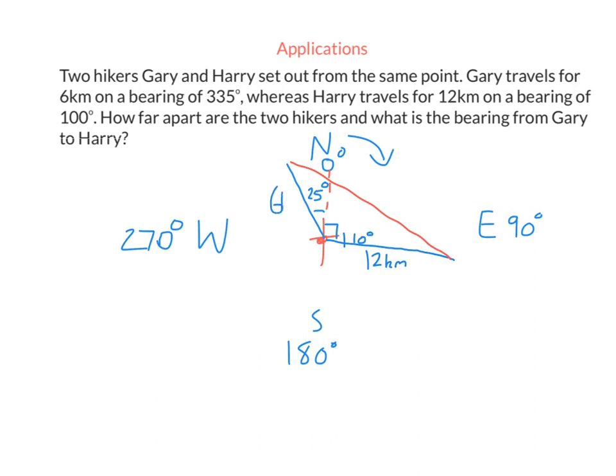So I have one side here that's 6 kilometers, another side that's 12, and I have the angle between them. It'll be 10 plus 90 plus 25, sorry. So that'll, of course, mean this whole angle is 125.